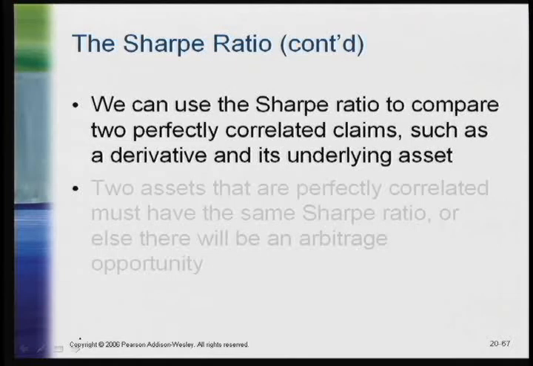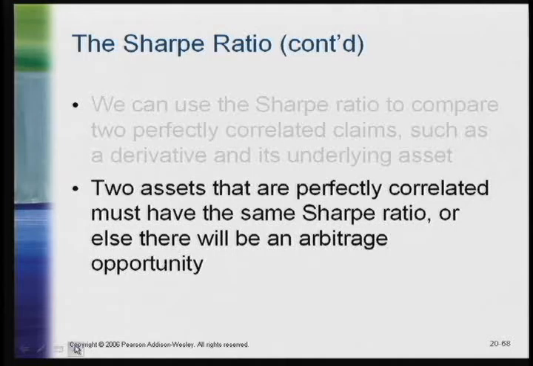We can use the Sharpe ratio to compare two perfectly correlated claims or two perfectly correlated assets. And the reason is that if two assets have perfect correlation, they must have the same Sharpe ratio. Now notice, I'm not saying that if two assets have the same Sharpe ratio, they must have the same return or the same standard deviation. Indeed, they don't need to.